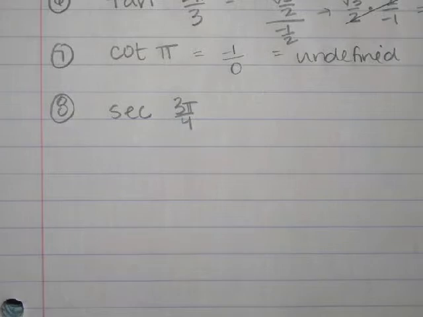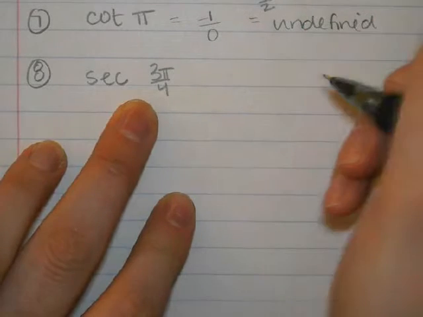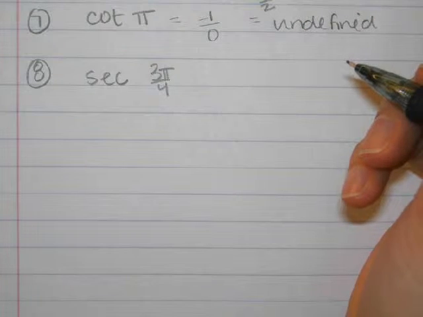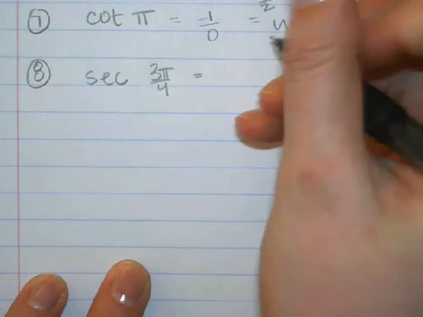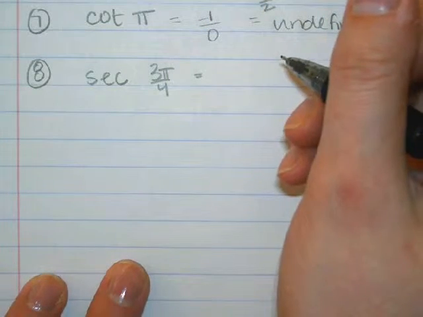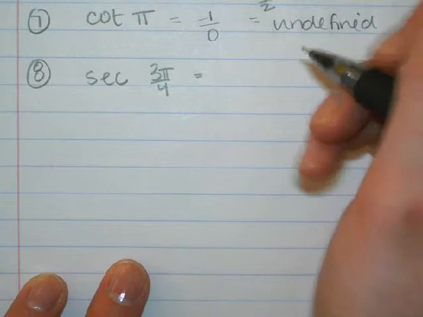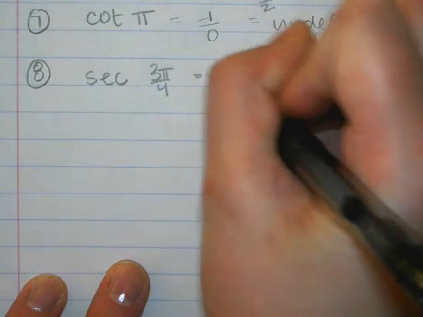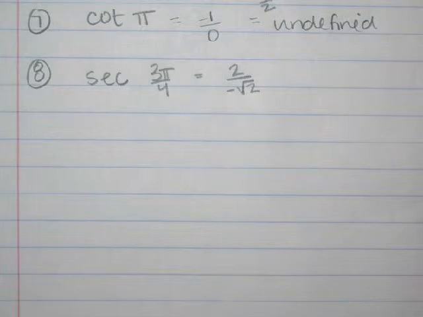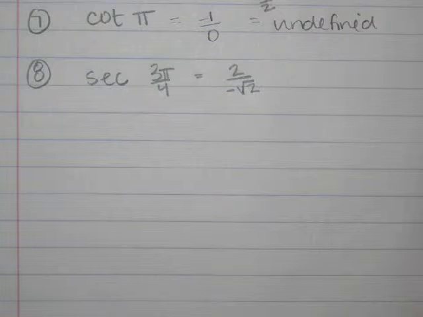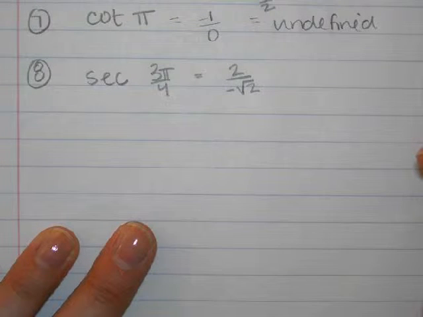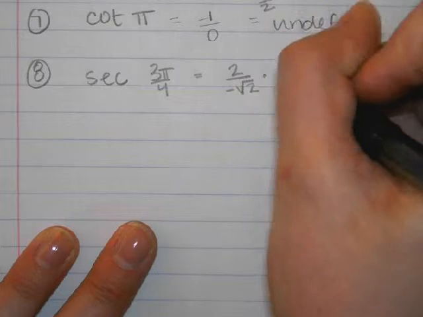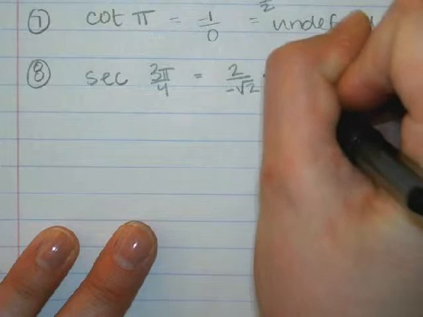Yeah, let's do this one together. All right, so what is cos of 3 pi fourths? Negative root 2 over 2, right? So for secant, we're going to do 2 over negative root 2. And are we allowed to keep a radical on the bottom? No, so how do we fix that? You multiply by root 2 over root 2.